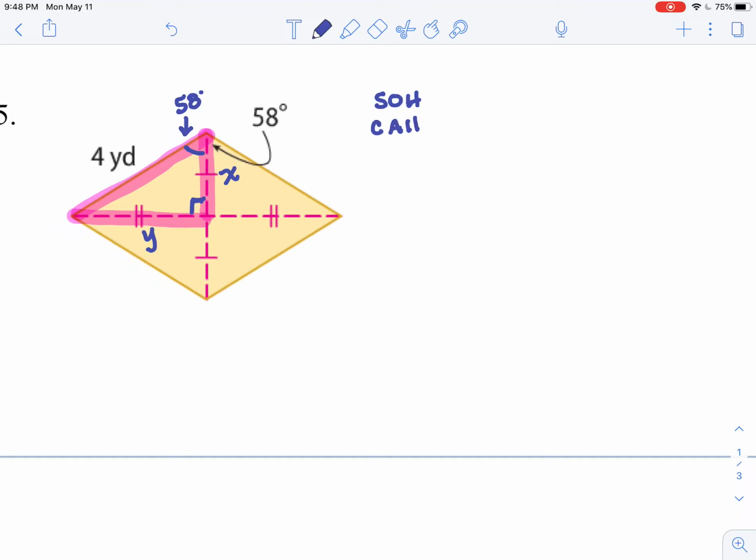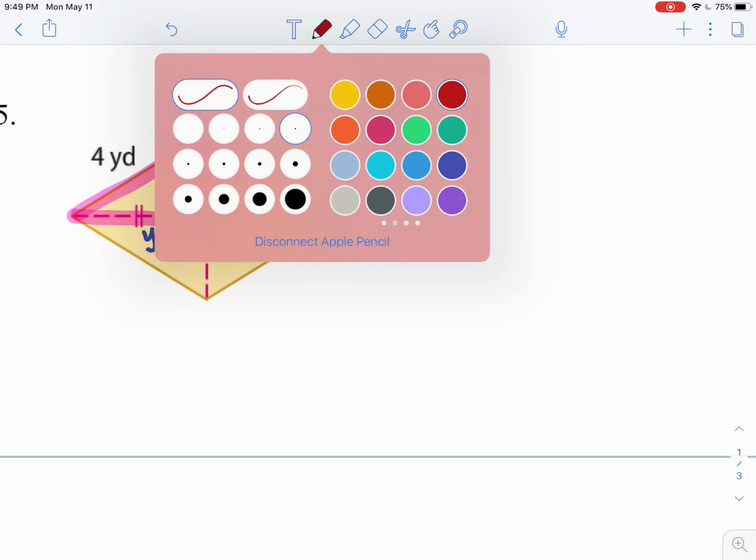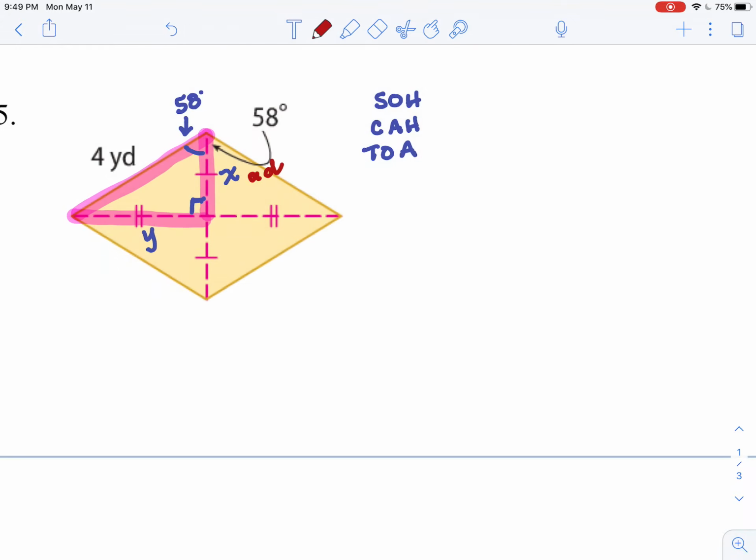So think all the way back to SOH CAH TOA. I'm going to first solve for side X. So if I'm sitting at 58 degrees, X is the adjacent side, 4 is the hypotenuse. So I can create an equation using cosine. So the cosine of 58 degrees equals adjacent X over the hypotenuse 4.